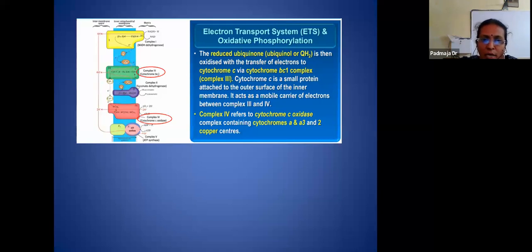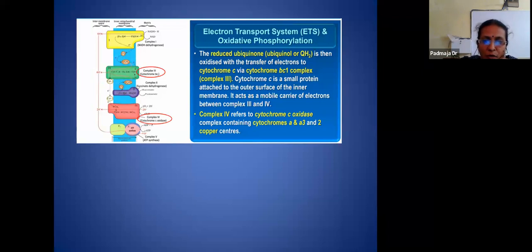The cytochrome C is a small protein attached to the outer surface of the inner membrane. Cytochrome C acts as a mobile carrier. They may ask which is the mobile carrier for the transport of electrons between complex 3 and complex 4. That is cytochrome C. In the diagram also, you can see the cytochrome C moving from one place to another. These are the fixed positions.